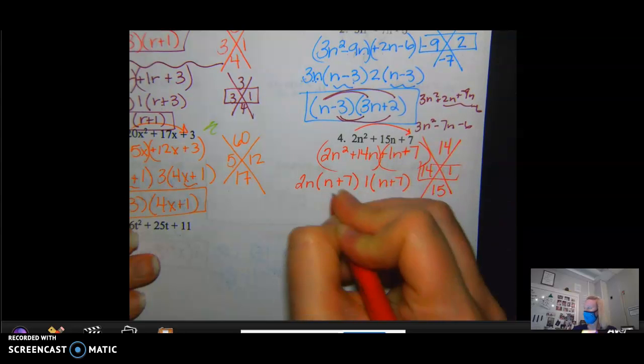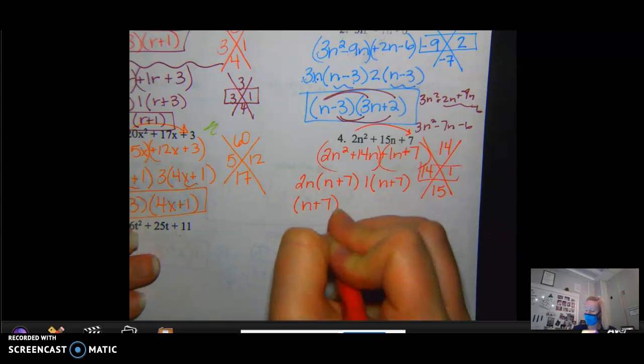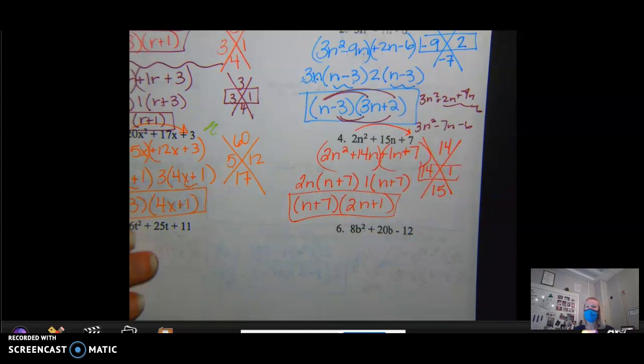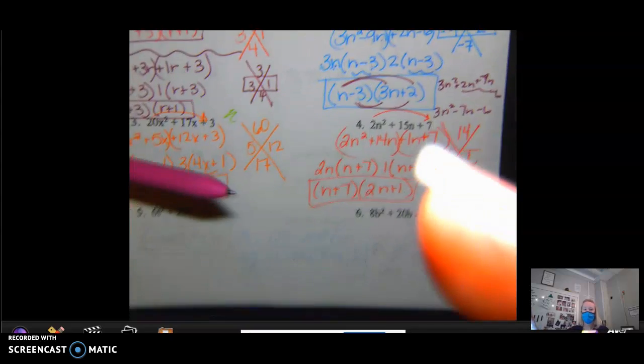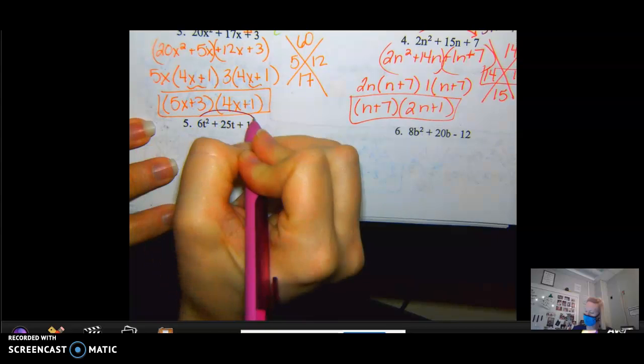There we go. Quick check. That's the same as that, so we're good. N plus 7 is one answer. 2n plus 1 is another answer. Okay? Go ahead and try number 5. Here we go. We can't GCF it. There's nothing that goes into 6, 25, and 11, so I'm going to multiply the 6 times the 11.